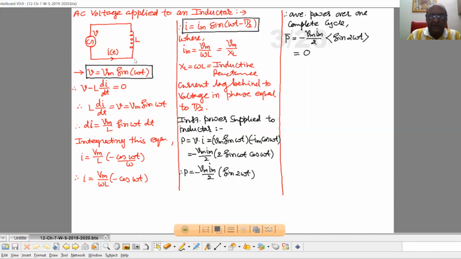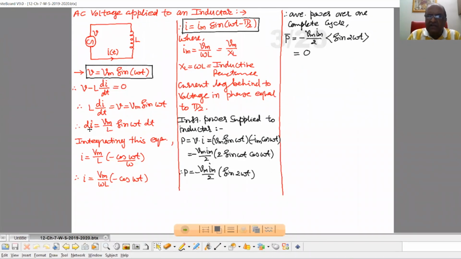Now, if current I is flowing through an inductor having self-inductance L, and this current is changing, then the back EMF is L di by dt. In the previous chapter we studied this. So if we apply Kirchhoff's second rule to this loop, then we can write V minus L di by dt equals 0. Therefore, L di by dt is V, and that is Vm sin omega t.